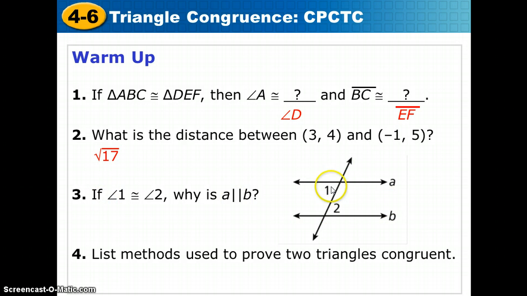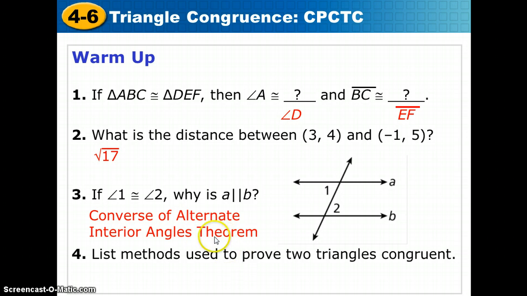If angle 1 is congruent to angle 2, why is A parallel to B? By the converse of the alternate interior angles theorem, or the alternate interior angles converse. And lastly, list the methods used to prove two triangles are congruent: side-side-side, side-angle-side, angle-side-angle, angle-angle-side, and hypotenuse-leg. You could have also written definition of congruent triangles, but most of the time we will not use that now that we know these shortcuts.